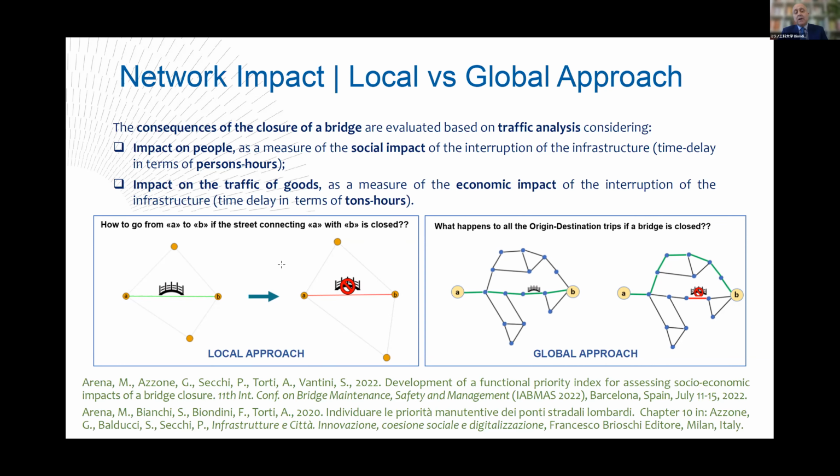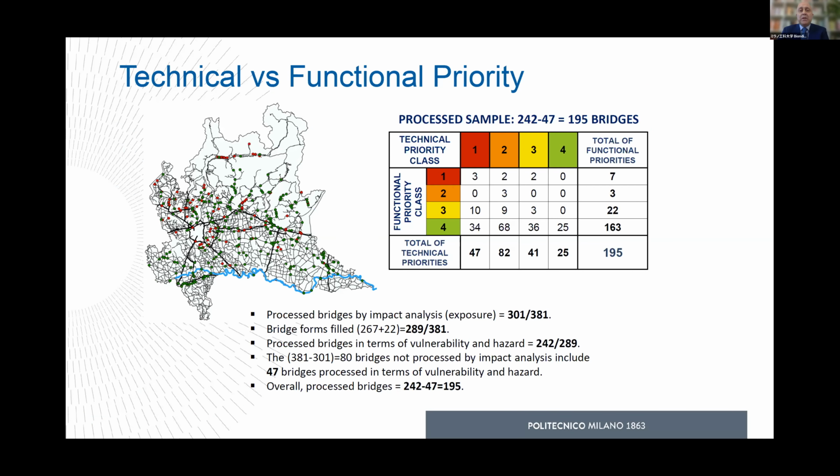approaches have been considered. Local approach focusing on the possibility of detouring when a bridge is closed in the neighborhood of the bridge itself, or investigating all the possible origin destination trips that are available after a bridge closure. And based on this, the impact at the network level can be evaluated. And of course, the impact at the network level is combined with the information associated with vulnerability and hazard.